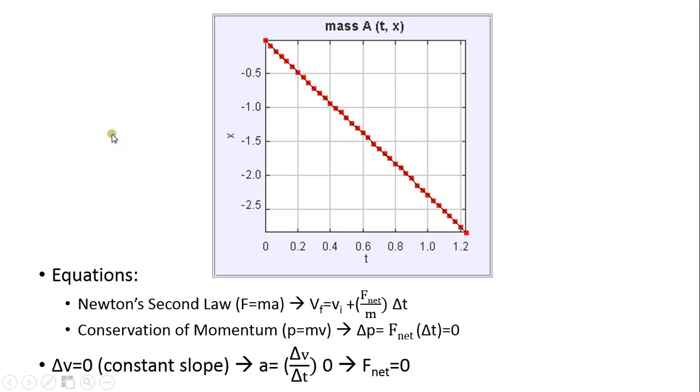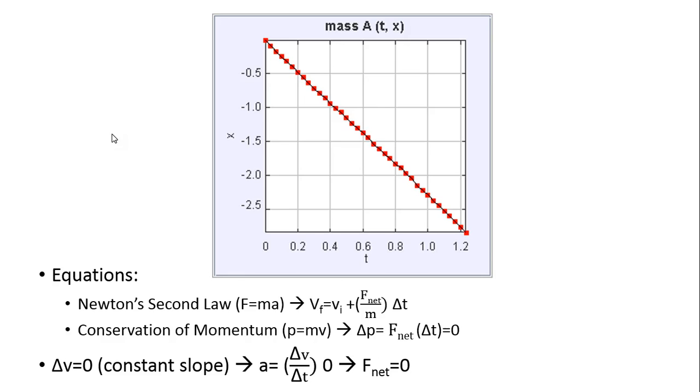Here we have a graph of my tracker data. We have position, or x, on the y-axis and time, or t, on the x-axis. What you'll notice is a constant negative slope. So in terms of physics, what does this mean? Using Newton's second law, F equals ma, or more appropriately, v final equals v initial plus F net over mass times delta t, you see that F net is 0 due to a delta velocity of 0, meaning a constant velocity or no change in velocity.